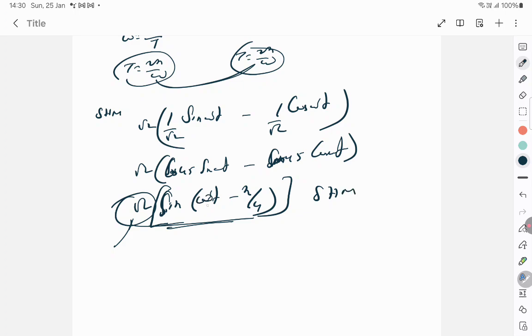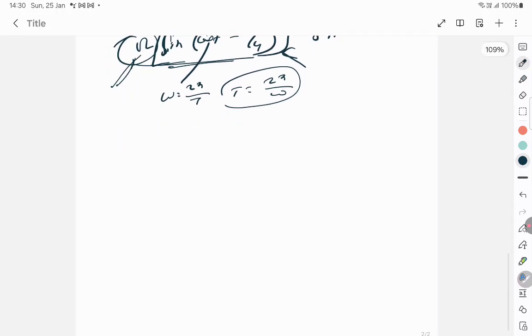And what is the time period? It's got omega equal to 2 pi by capital T, so T is 2 pi by omega, and that's the time period. It's just one single function. Okay, so this is the maximum amplitude. Okay, so let's go to the next function.